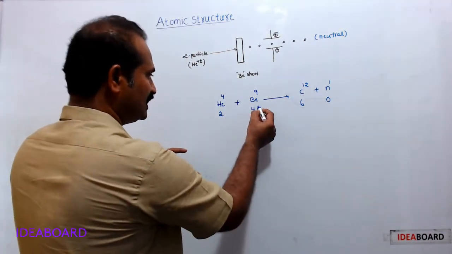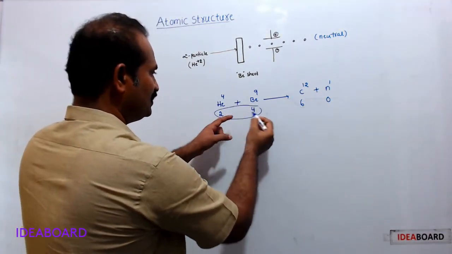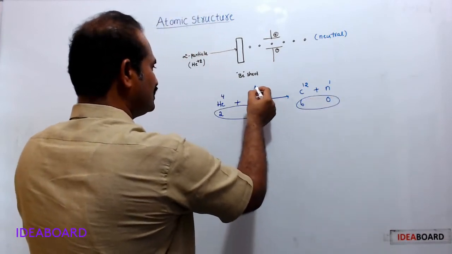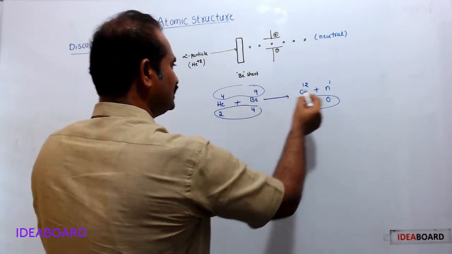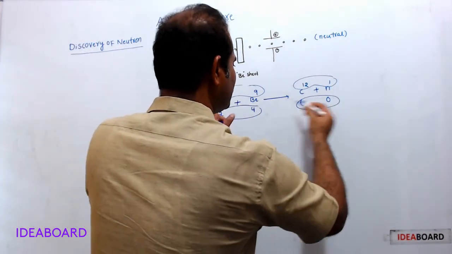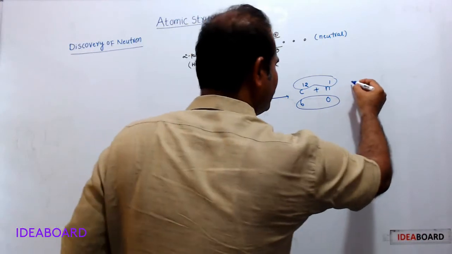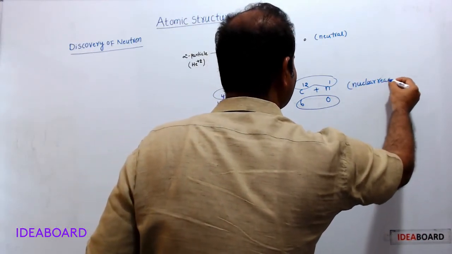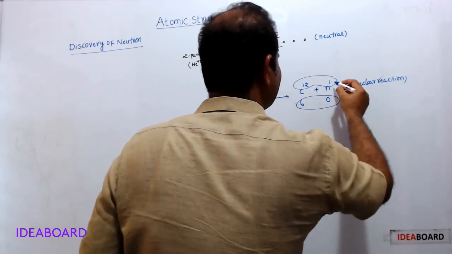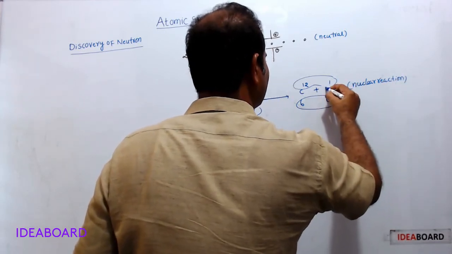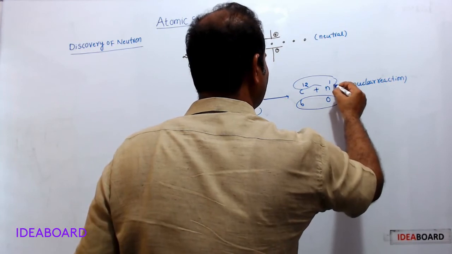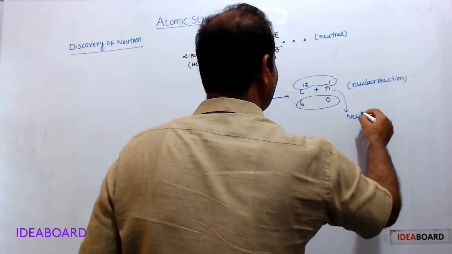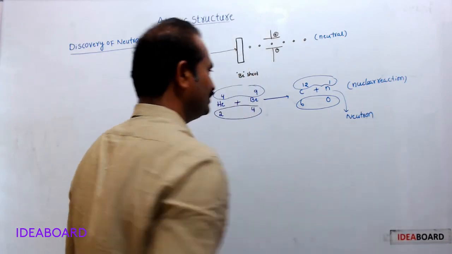See here. Left hand side charges are 2 plus 4, 6, right hand side charges are 6 plus 0, balanced. Even mass, 9 plus 4, 13, 12 plus 1, 13. So, this is a balanced nuclear reaction. This particle is neutron.